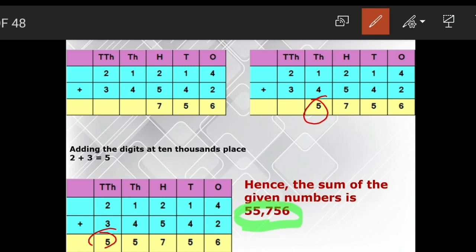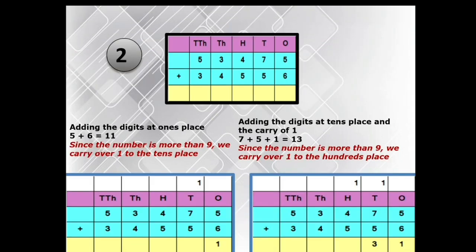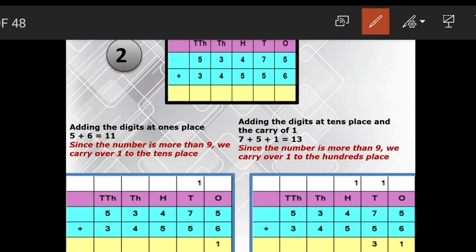We always start from the right hand side of the addends and we move to the left, and finally we got our answer, that is 55,756. This example was without any carry. But the next question that we'll discuss is where we have to carry forward the number. The question you can see is 53,475 plus 34,556.